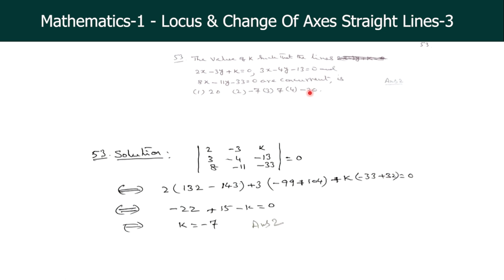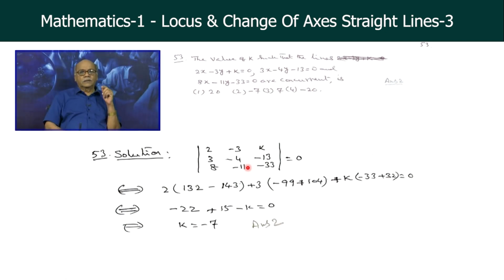And all of you know that it is taught in your classroom as a theorem. 3 lines, a1x plus b1y plus c1 equal to 0, a2x plus b2y plus c2 equal to 0, and a3x plus b3y plus c3 equal to 0 are concurrent if and only if the determinant with rows a1 b1 c1, a2 b2 c2, a3 b3 c3 is equal to 0.